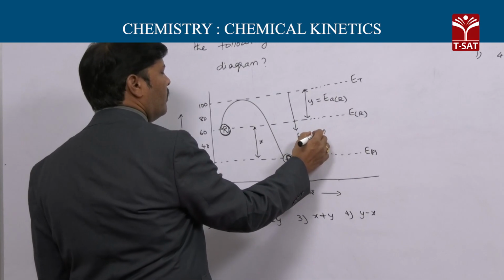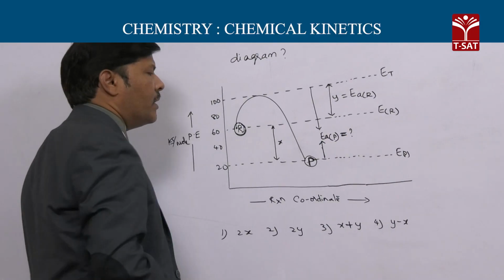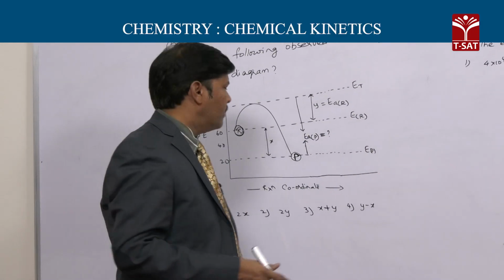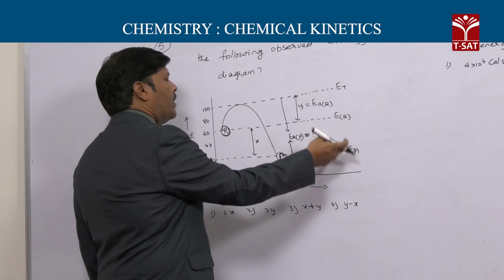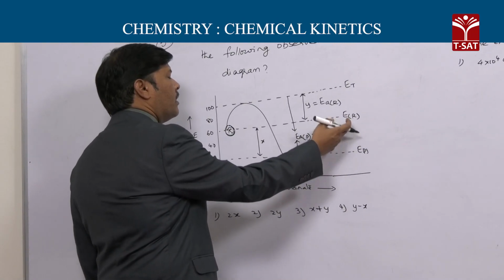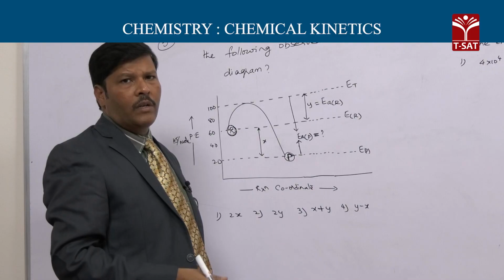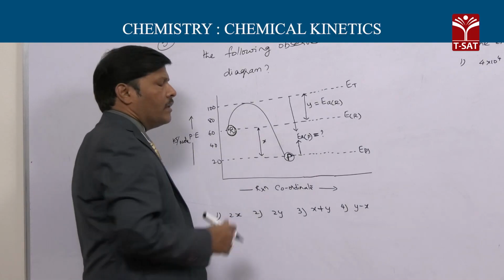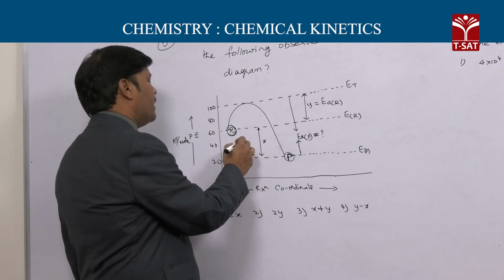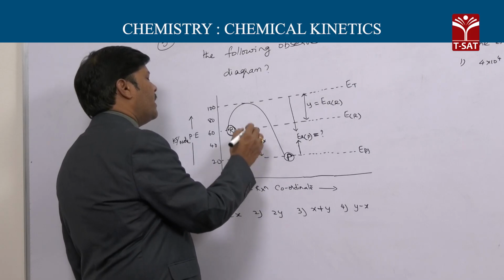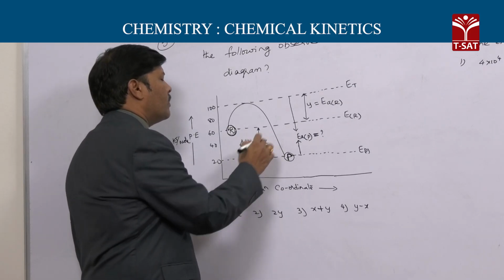This we do not know. Let us imagine that we do not know the activation energy of the products, but the energy difference between the reactant molecules and the product molecules in the curve of this energy level diagram will give us the enthalpy change. So here delta H is equal to X, the enthalpy change is equal to X.